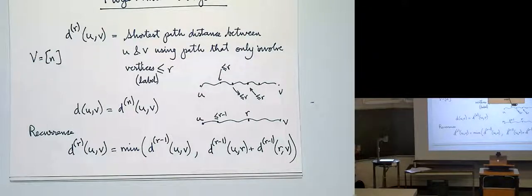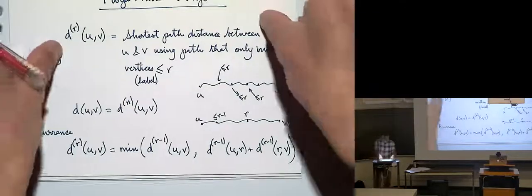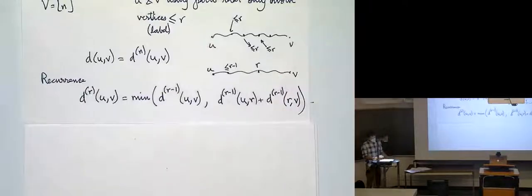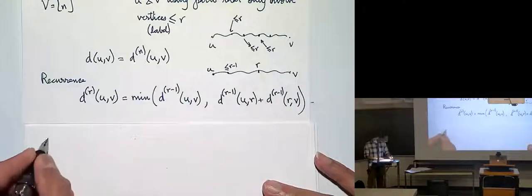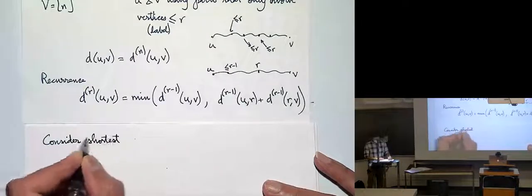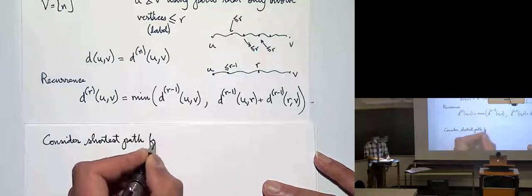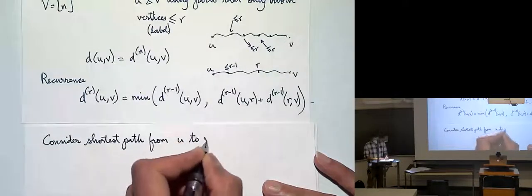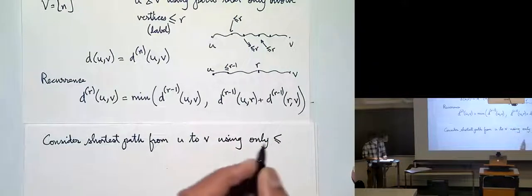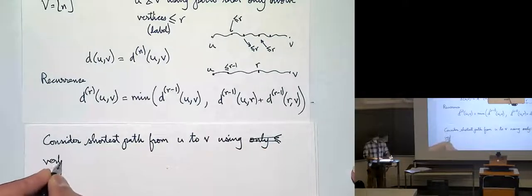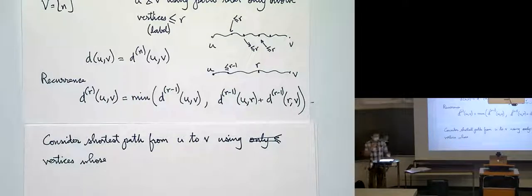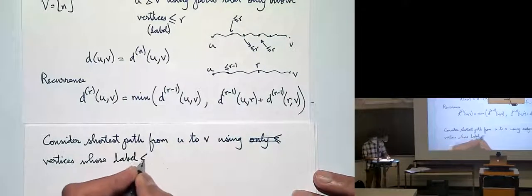Okay, so what is this saying? I will keep this here, but I will write something. It says, consider the shortest path from u to v using only vertices whose label is at most r.